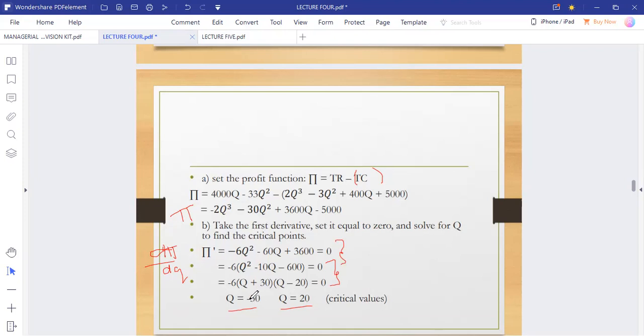I repeat, if both answers are positive, what do we do? We pick the bigger one? No, no, no. Differentiate for the second time. So profit double prime: negative 6Q squared will become negative 12Q, and 60Q becomes negative 60. The rest becomes positive. We substitute 30 in here, 20 in there. The answer that gives you a negative is what you call the maxima. One that gives you a positive, you don't pick it.